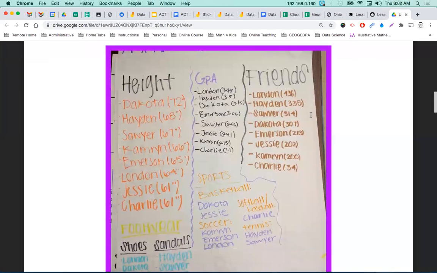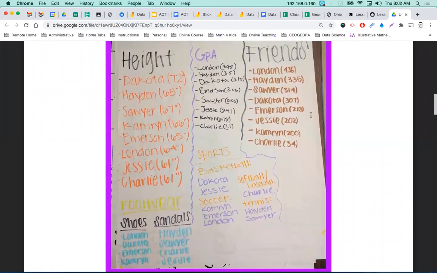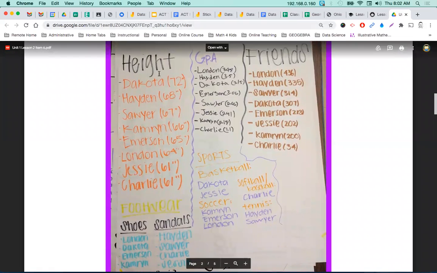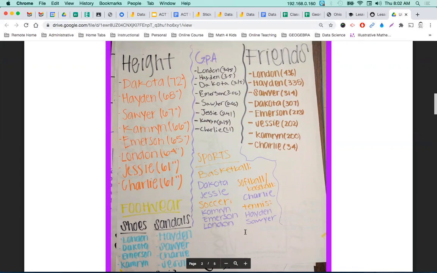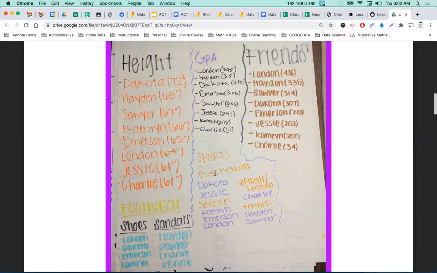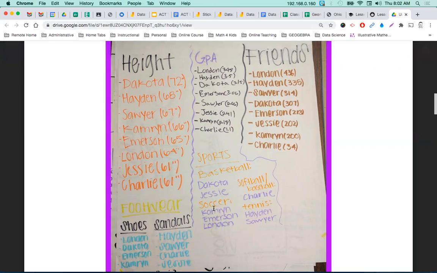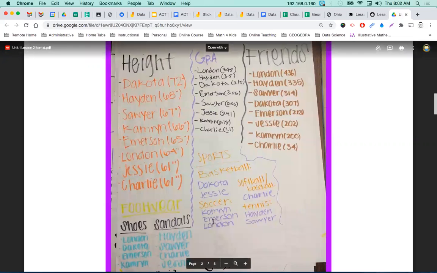All right, now here's a group that organized their data. They basically took all the different categories of data that they found: height, GPA, friends, sports, shoe or footwear, and they basically classified everybody into the different areas. Like we had basketball. We would have just had basketball and tennis. Okay, but the other 4 slides had softball and soccer.